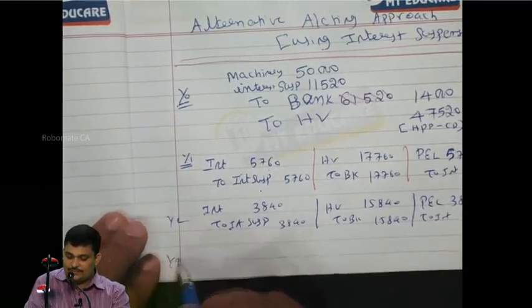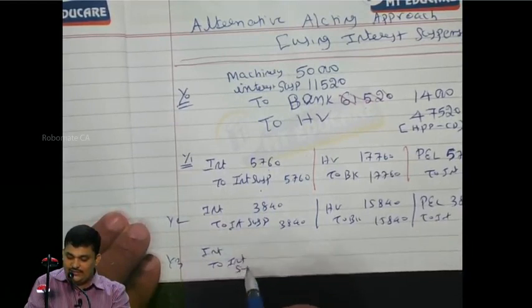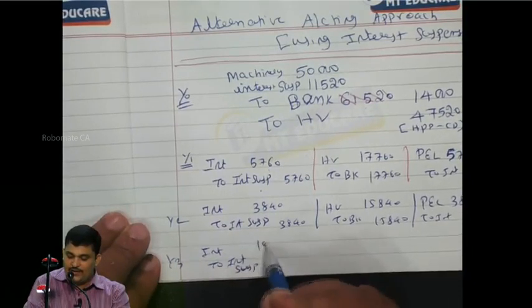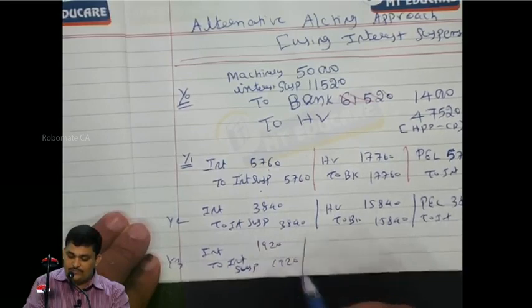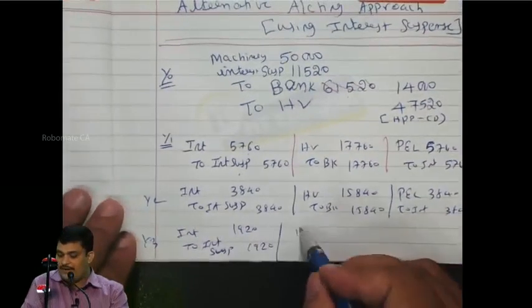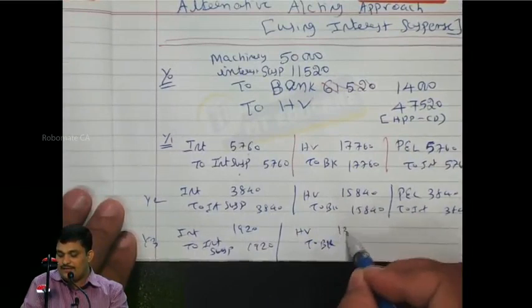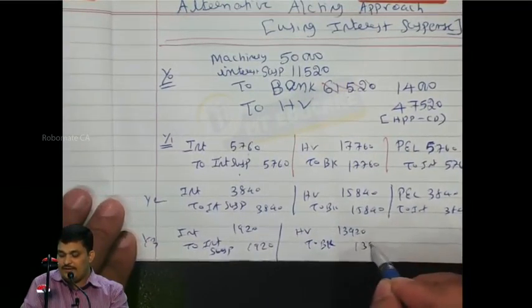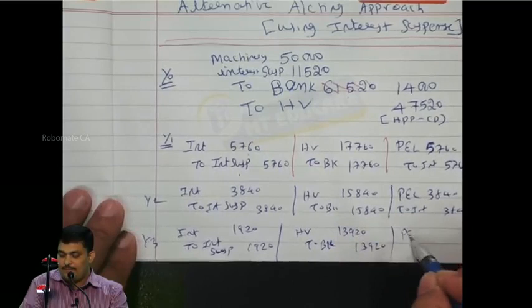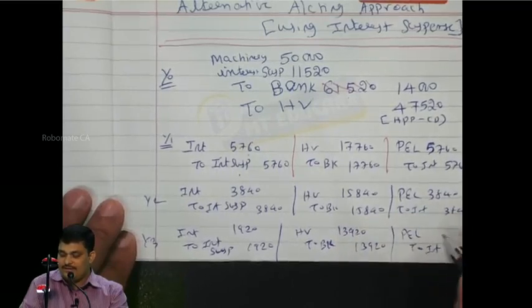Year 3. Interest to interest suspense 1920. Everybody. Hire vendor to bank 13,920. P&L to interest 1920.